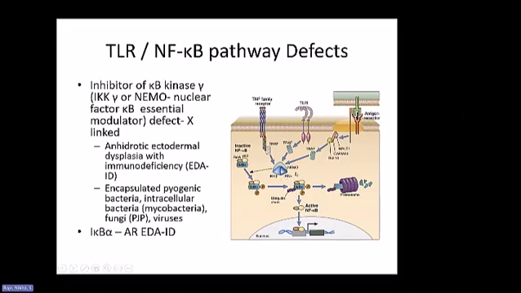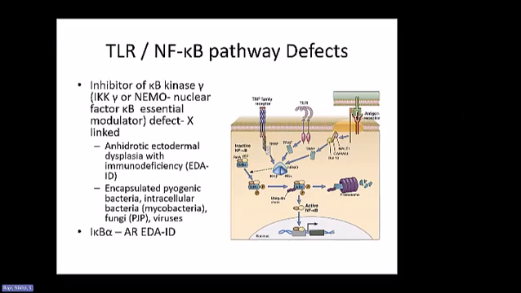What happens when this is defective? There is anhidrotic ectodermal dysplasia. So conical teeth, sparse hair, nails are defective, all of that together. So these patients will have, apart from that ectodermal dysplasia, severe infections with pyogenic bacteria, mycobacterial infections, fungal and viral infections. So these patients can present with pretty significant infections.